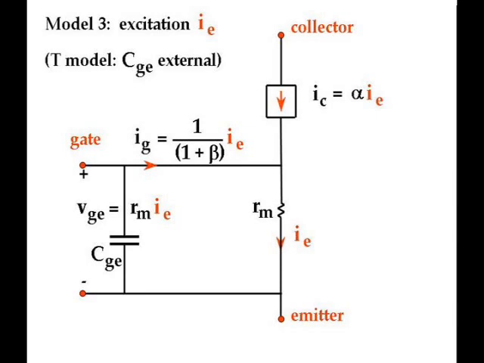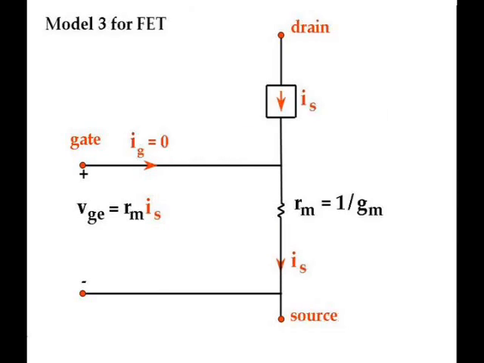On the other hand, if you make alpha equal to 1, this is now an FET model. And notice that what the model tells you is that the gate current is 0. Because the collector current is exactly equal to the emitter current if you make alpha equal to 1. Same model, but it's now an FET, and the only difference is whether you make alpha 1 or not.